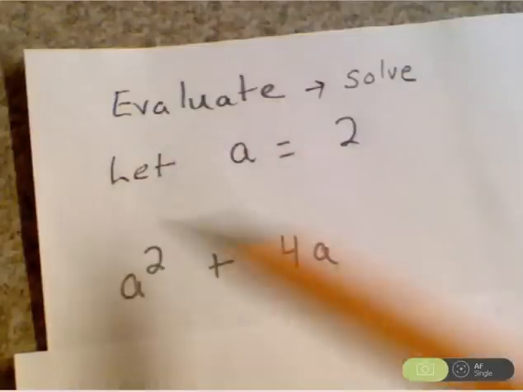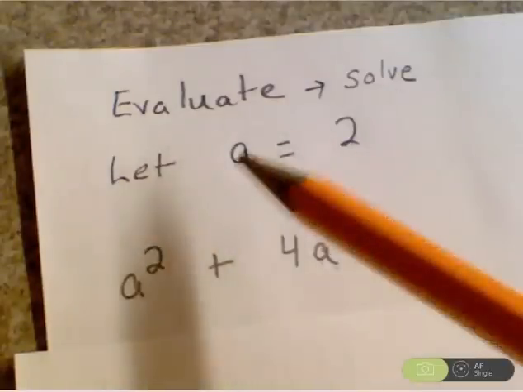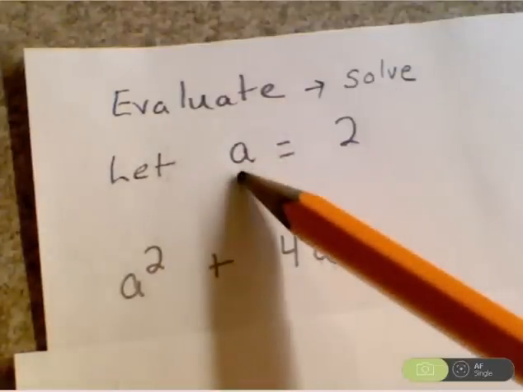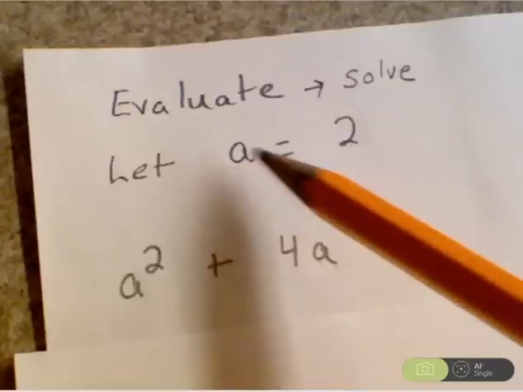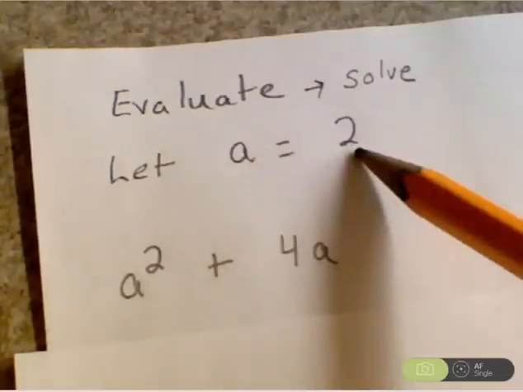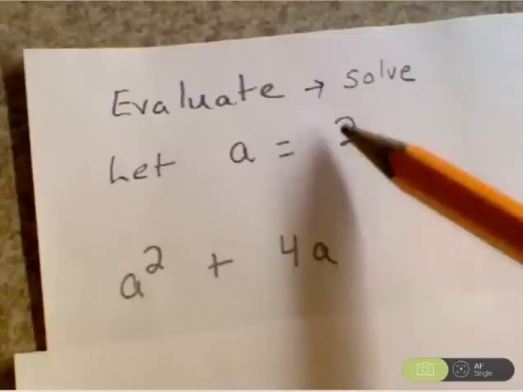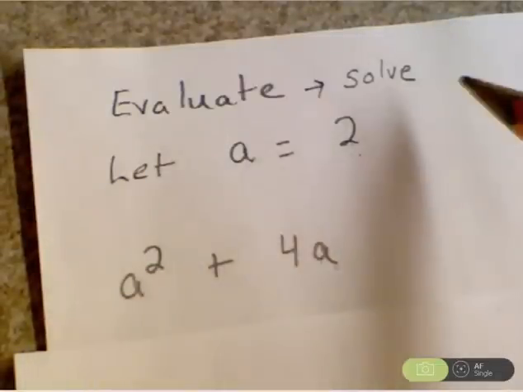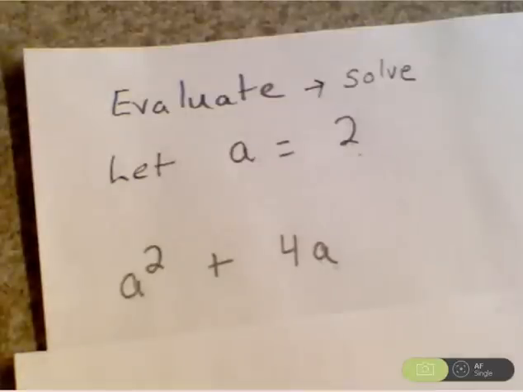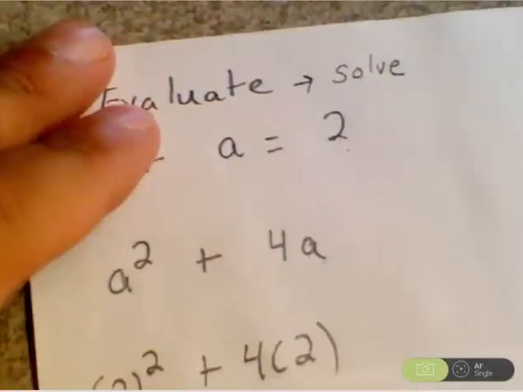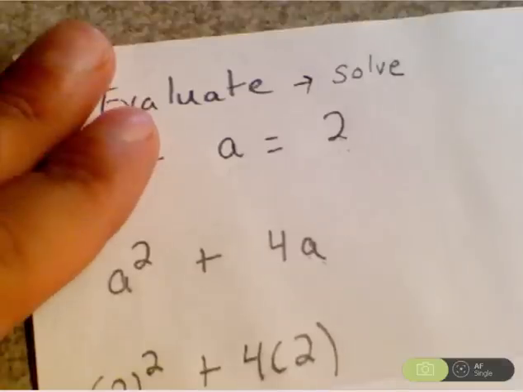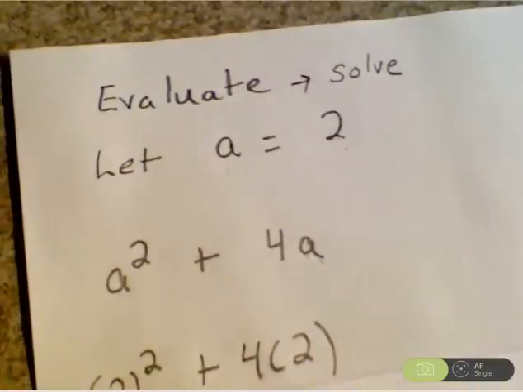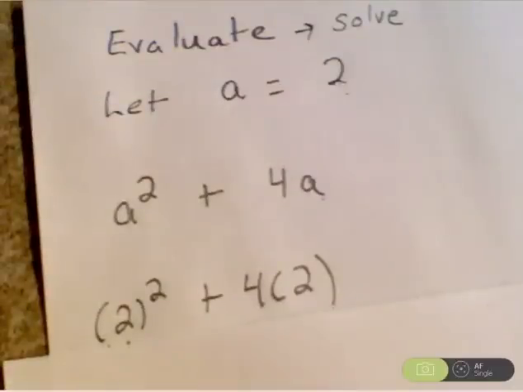When you see this situation, when they tell you what a letter is, in this case that a is equal to 2, you are simply going to replace a in the expression with the number 2 because that's what they tell you a is. So let's go ahead and do that. I'm going to replace a with 2, and notice what we did here.